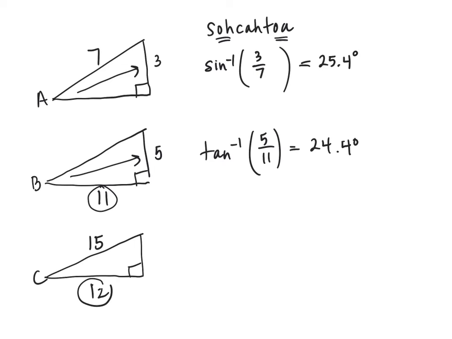Last example, I'm going to find angle C, and the sides I have been given are the one next to it, the adjacent, and the hypotenuse is 15. Adjacent and hypotenuse, that's cosine. Looking for an angle, that means I use the inverse function, and I'm going to plug in a ratio. My ratio is adjacent over hypotenuse, and the inverse cosine of 12 divided by 15 to the nearest degree is 36.9 degrees.